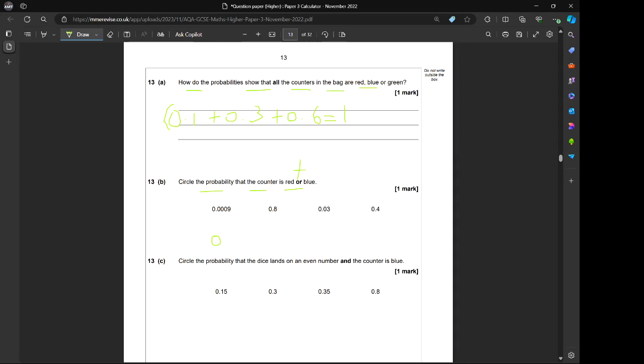Obviously, for the purpose of the stream, I'm skipping some steps here, but I hope it makes sense. This is actually a higher paper. It's a higher paper. Does that answer your question, Jem?